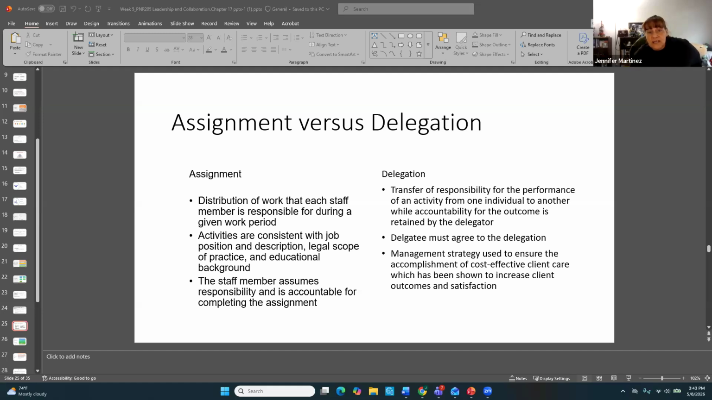The person being delegated to must accept and must agree to the delegation. It is a very effective management strategy to use. It helps to ensure the accomplishment of cost-effective client care, which we know has been shown to increase client outcomes as well as satisfaction.